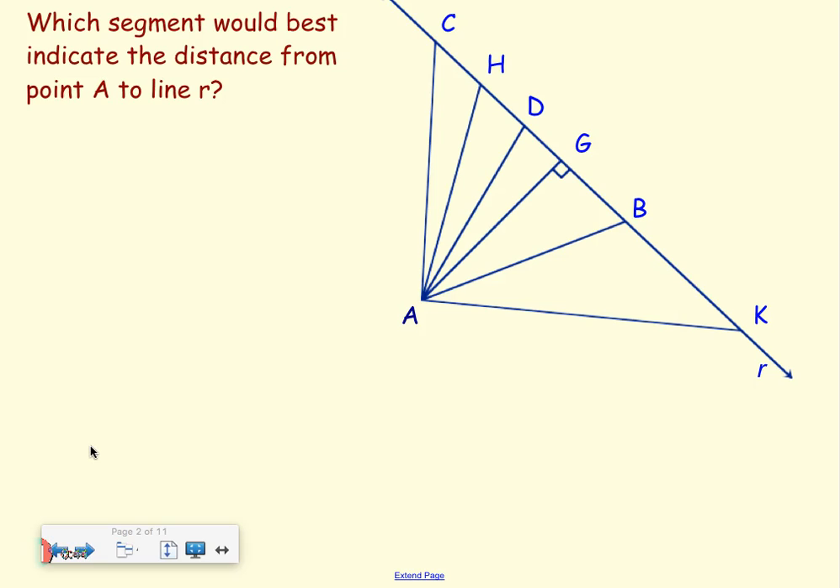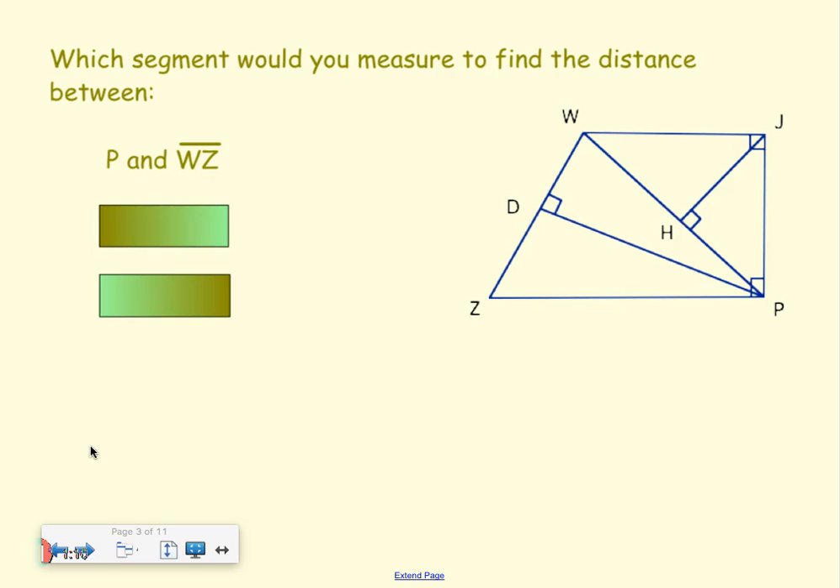I heard a lot of AGs, and I kind of heard some good reasons why. What'd you guys say over here? Right angle, and it's like the most direct. So the key today is the shortest distance between any two things, like from me to the door, from me to that round table, is the perpendicular distance. Okay? So perpendicular means what? 90 degrees. Yep, 90 degrees or right angle, right? Okay, so let's practice that a little bit more.